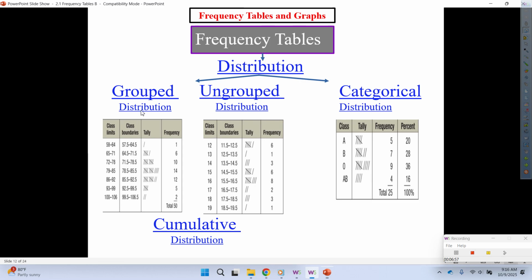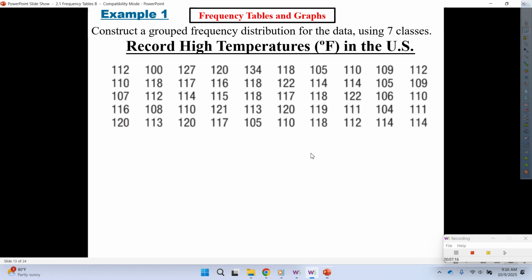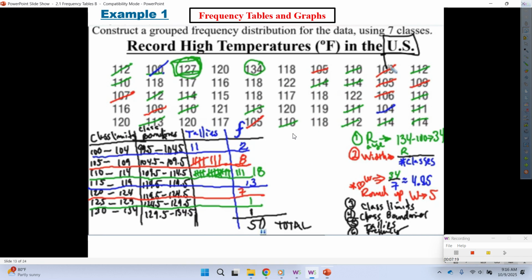So we got group data. We've been working with that, and it's group distribution, ungrouped, categorical, and cumulative. Yesterday we did this one. There it is. And just to recap, what is the first thing we find? The range. Highest minus the lowest. Second thing, the width. Divide the range by the number of classes. Third thing, we start our class limits. Start with the smallest number, and then use the width, once you round up, to go to the next class and the next class, and that's how we fill this first number here.